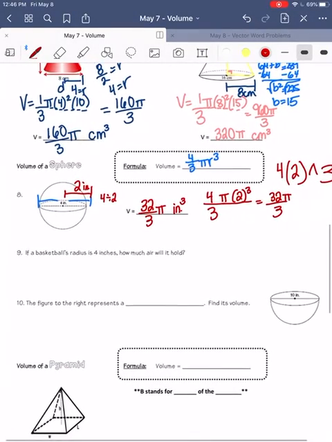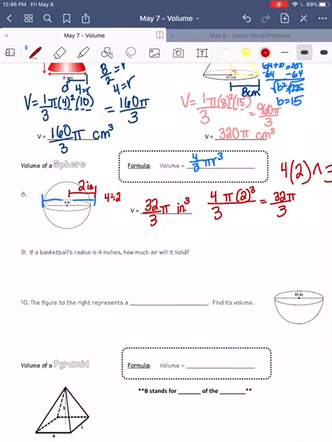All right, if a basketball's radius, so a basketball is clearly a sphere, radius is 4 inches, how much air will it hold? So we're getting into word problems where you just need to recognize that air or water filling a balloon, stuff like that, that is volume because it's the space taken up inside of the 3D object. All right, so we're going to fill in the formula.